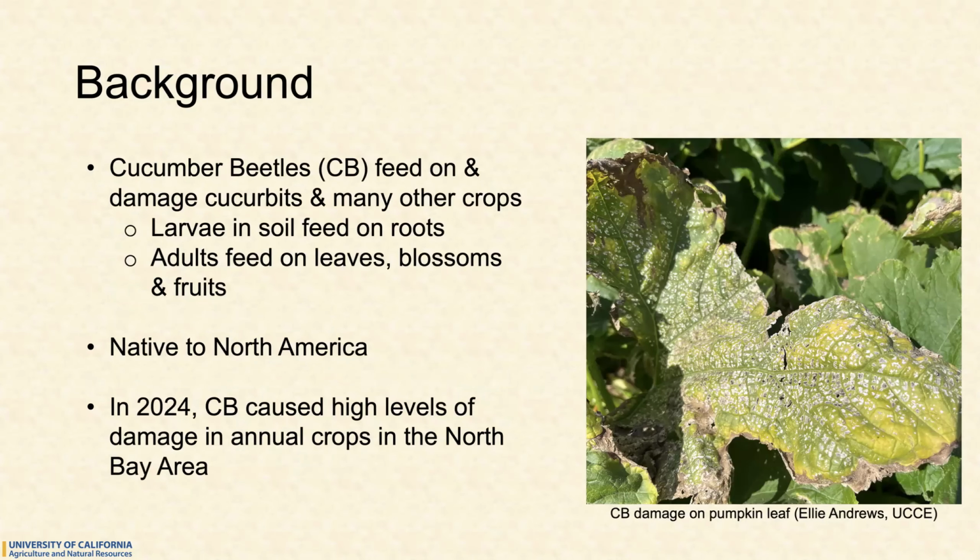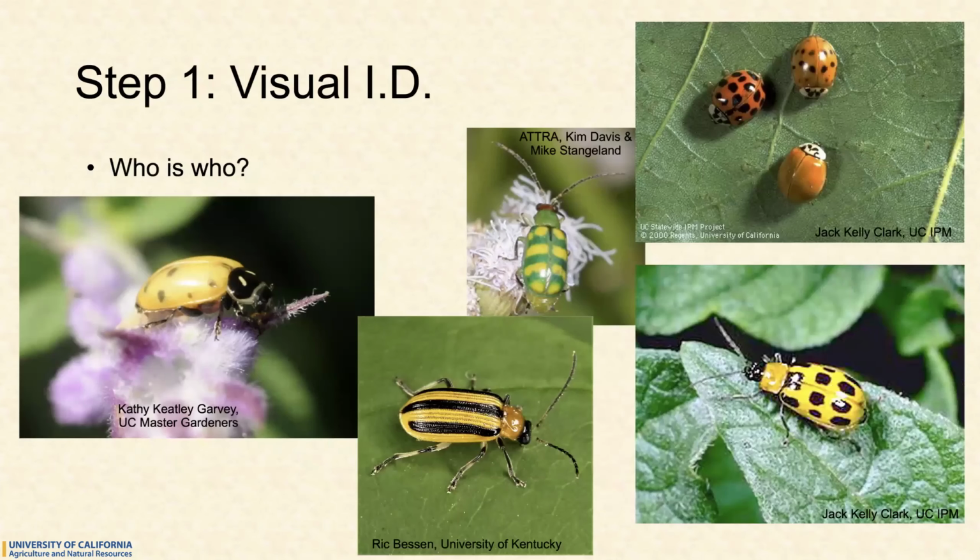Okay, so for some background, cucumber beetles feed on and damage cucurbits and many, many other types of crops as well. Their larvae in the soil feed on the roots of plants, and the adults feed on leaves, blossoms, and fruit. They're really pervasive. They're actually native to North America. And last year, in 2024, cucumber beetles caused really high levels of damage in annual crop systems in the North Bay area across the board.